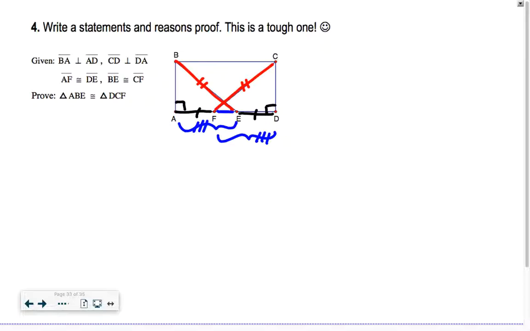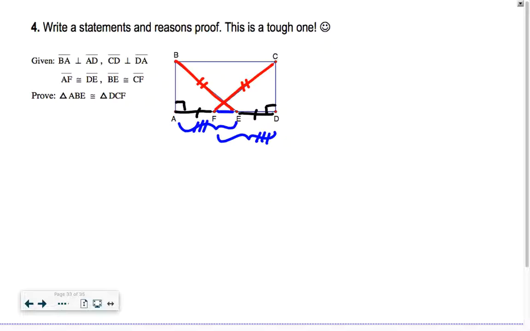Why? You did this a long time ago. There's a certain postulate. Segment addition postulate. Do you guys see how we can do segment addition postulate? I can say AF plus FE equals the whole thing AE. And I can say DE plus FE or EF is the whole thing DF. If I knew the smaller pieces were congruent and the medium pieces were congruent, then I can say their total lengths are congruent, right?